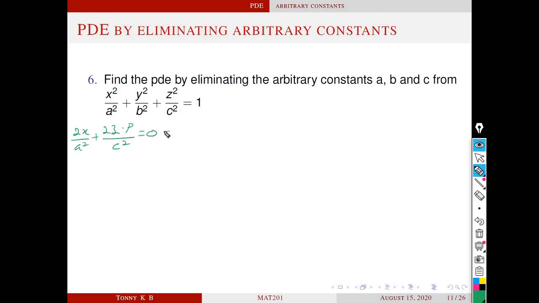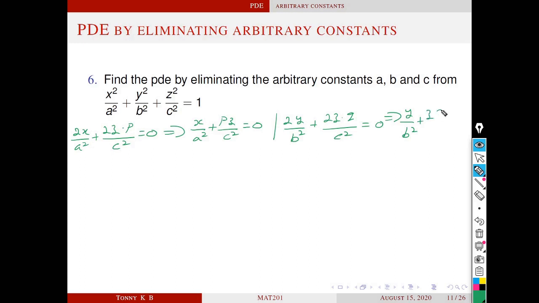here 2 is common, so this implies. Next we differentiate this equation with respect to y. Then we get here also 2 is common, so this becomes. Okay, so this is our first equation. This is our second equation.